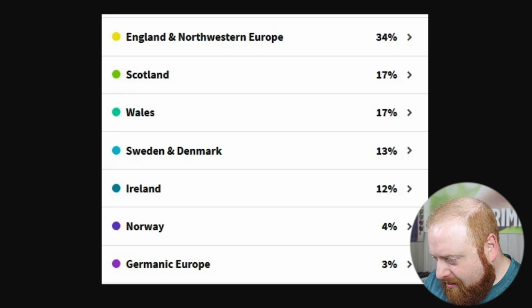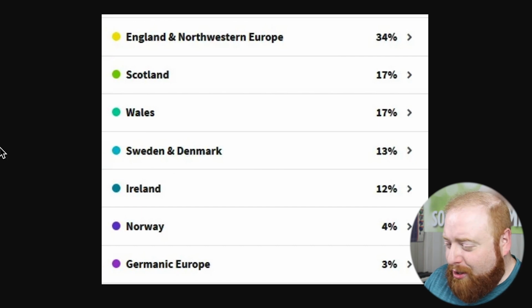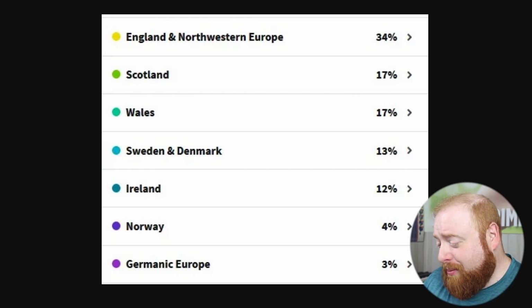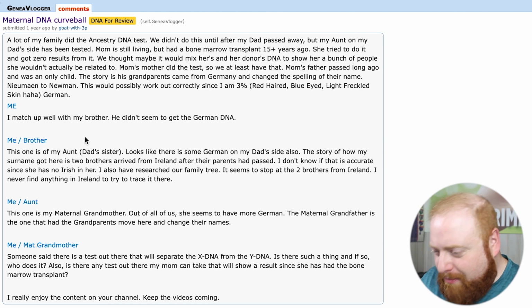So let's see. Okay, so we see Germanic 3%, and then a whole mixture of the typical Northwestern, Central Europe sort of, because you're including Sweden and Denmark and Germanic Europe, but a lot of that correlates. So 3% could just be misread or something, although you do have known German ancestry, so it could be, yeah.